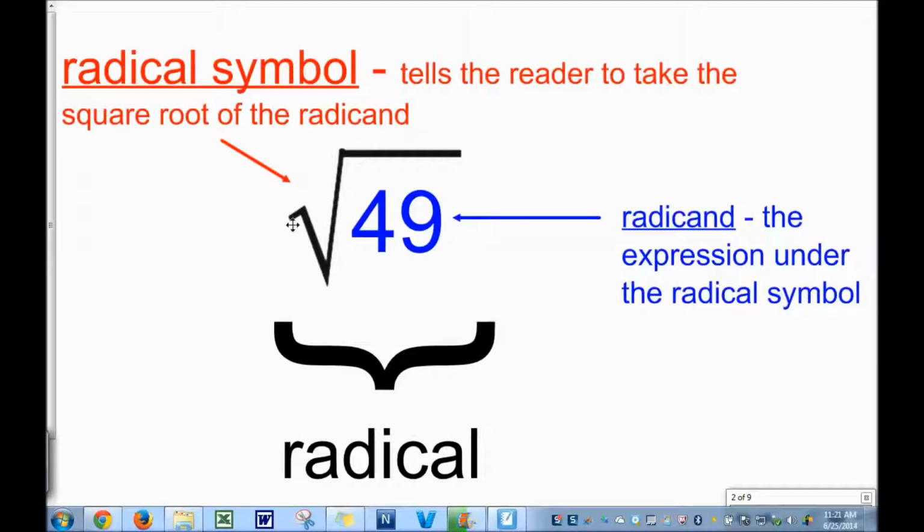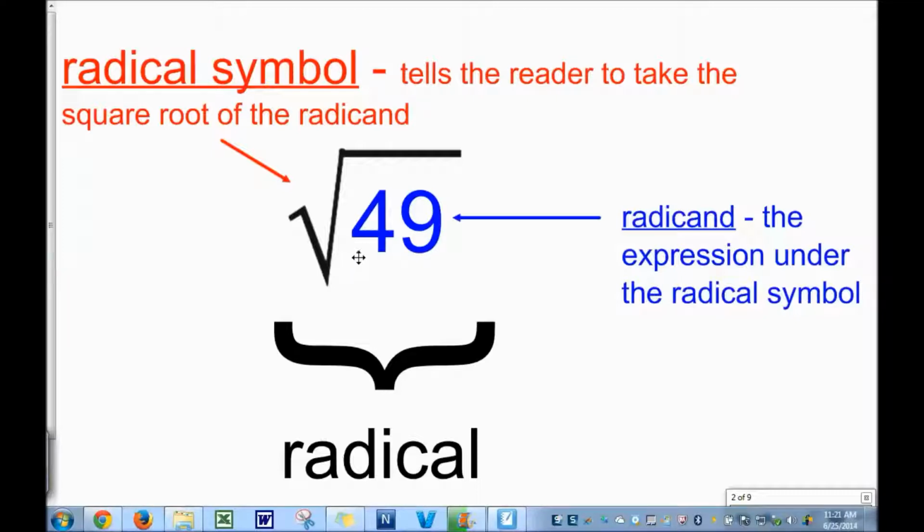The symbol, this box, it kind of has like a messed up check mark in front of it. This is called the radical symbol, and it tells the reader to take the square root of what's in the radicand, what is under the box. So it's an operation. It is the inverse of a square.